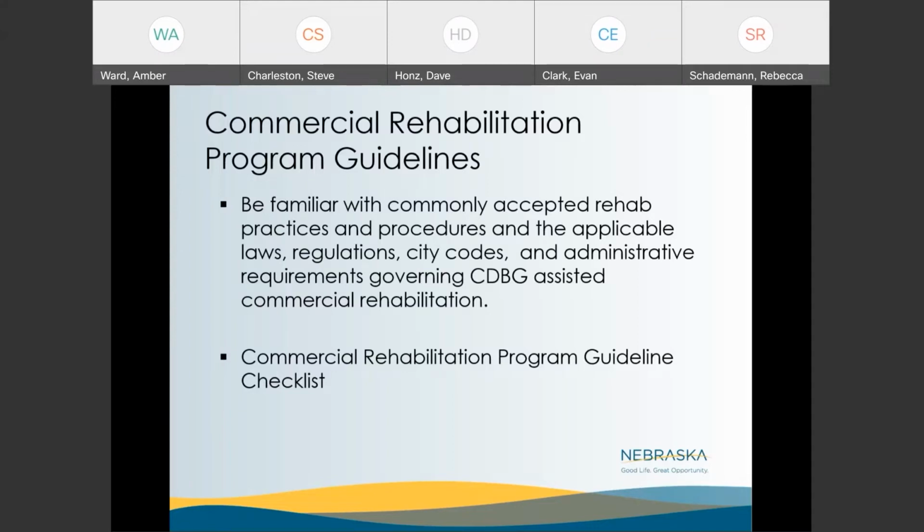Yes. Good morning. This is Dave Hans, and I am the downtown revitalization representative for the Department of Economic Development. And in this next section of slides, we're going to be covering commercial rehab program guidelines and processes for when you have a downtown revitalization award. Much of this material or these slides are going to be similar to what Evan covered in the owner-occupied rehab slides, but obviously there are some differences.